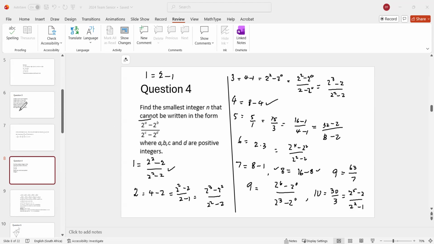Now, this is very tedious. I don't think this is a fair question, because it turns out that 11 cannot be done.